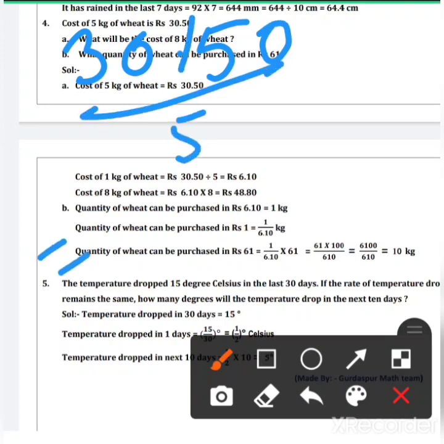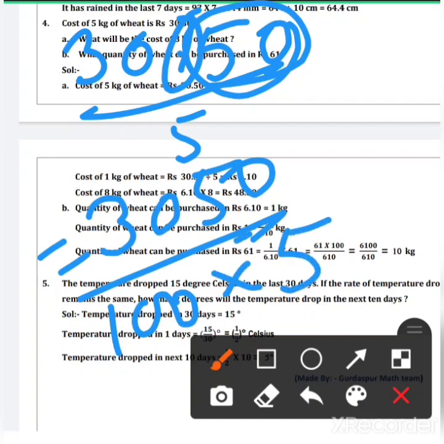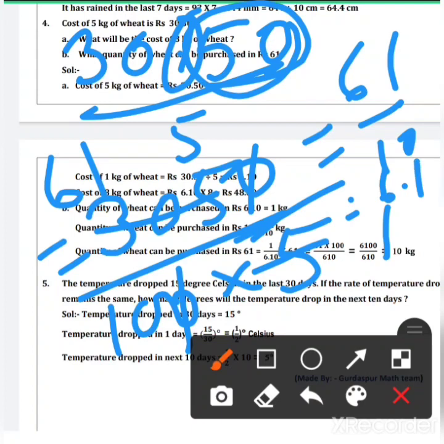First remove this decimal. Here are 2 digits after the decimal, so divide by 100. Now 305 divided by 5, we get 5 sixes are 30 and 5 ones are 5. 61 over 10. 61 over 10 is equal to 6.1. It means the cost of 1 kg of wheat is equal to 6.1.